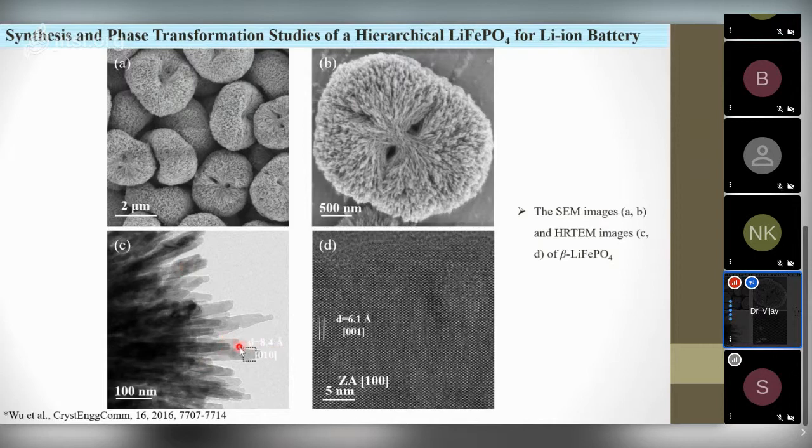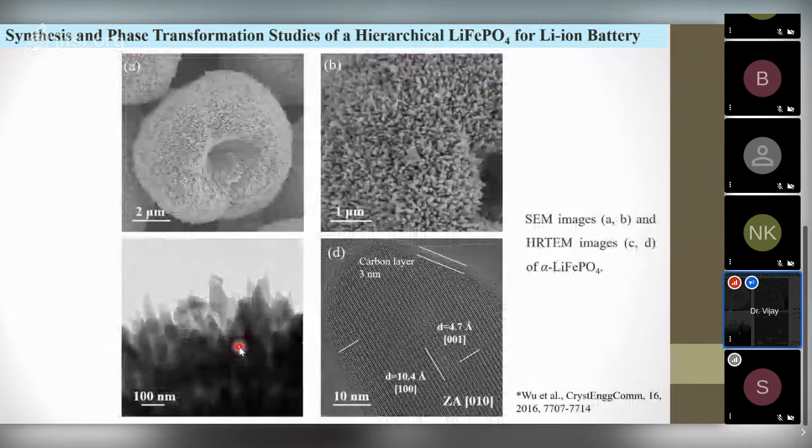Then the carbon-coated beta phase lithium iron phosphate is ready. Then he did some annealing and made the alpha phase of lithium iron phosphate through phase transformation in annealing, without any other chemical reagent. So the structure is protected, but the phase is transformed. This is another way of getting a phase transformation, as I told you about molybdenum disulphide transforming from one phase to another. We can also do it in lithium cathode materials to enhance performance.